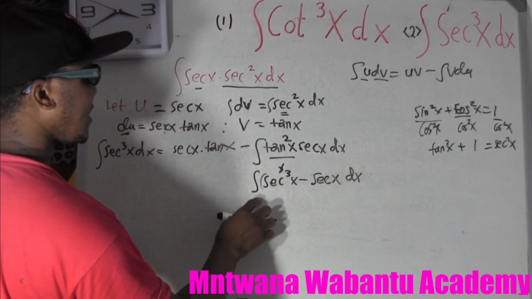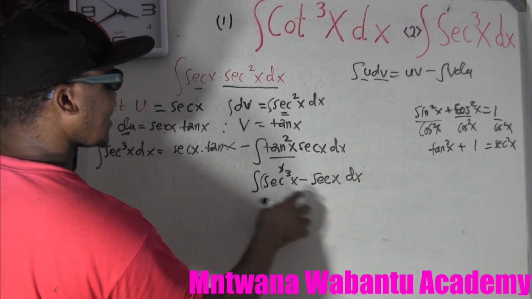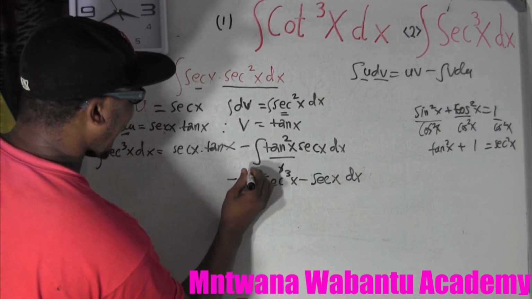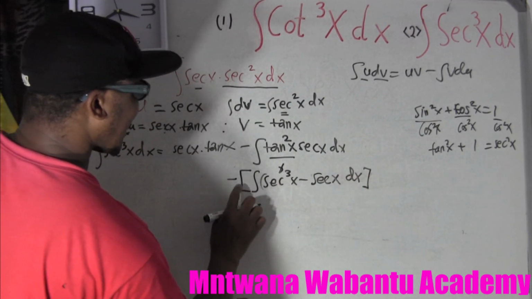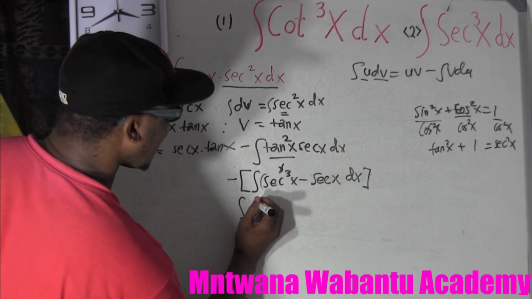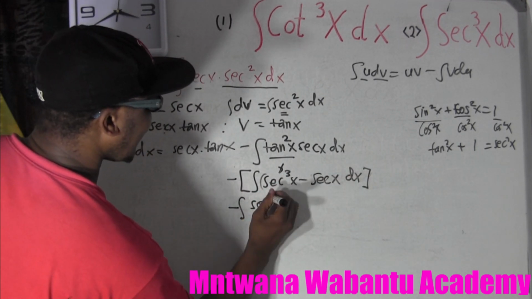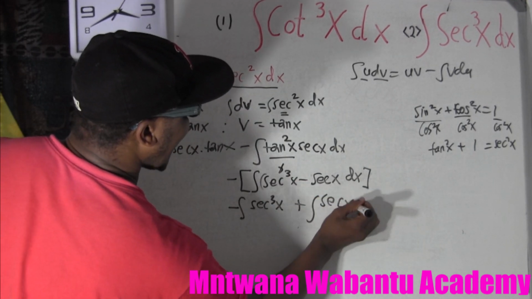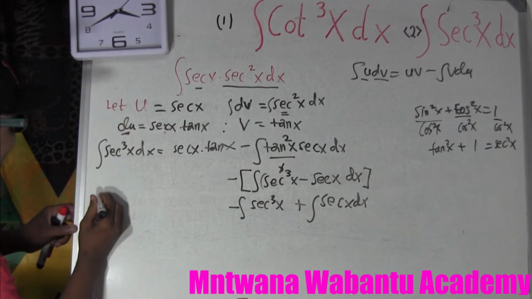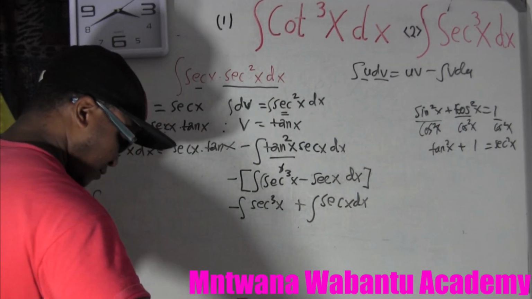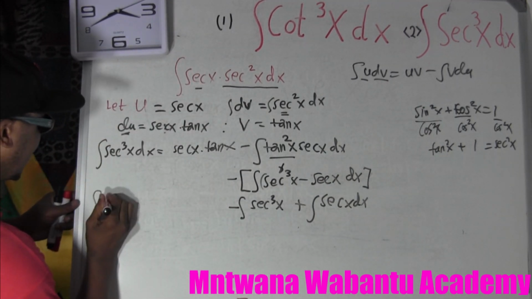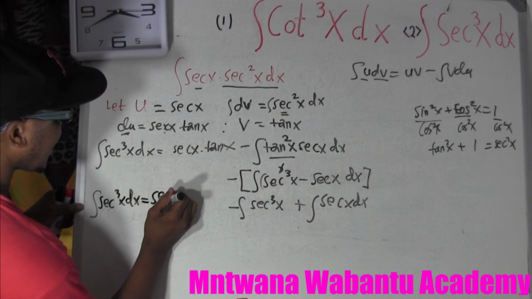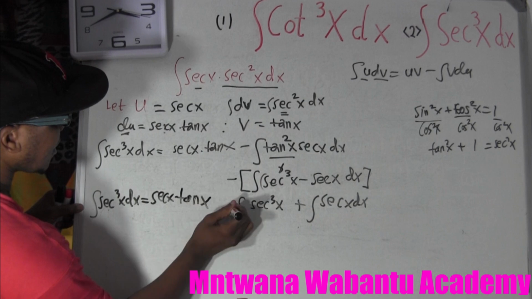So I can separate this integral. I can say integral sec x. But when we have the minus like this, I can say integral of the first one, which is going to be minus sec cubed x, and this will become positive integral of sec x dx. And you have integral of sec cubed dx equal to sec x tan x minus.